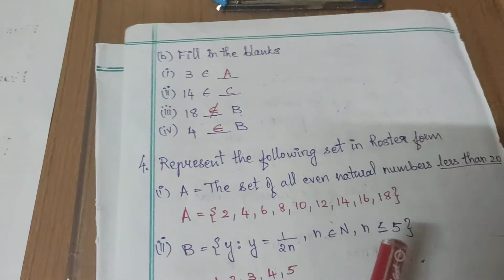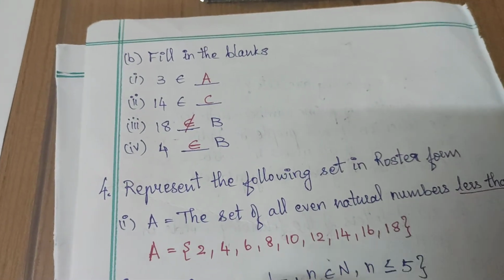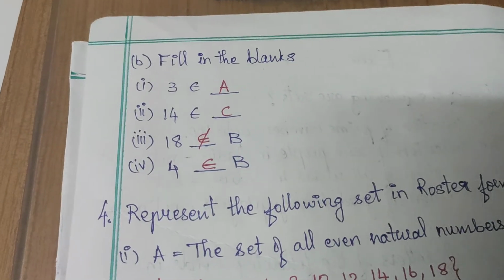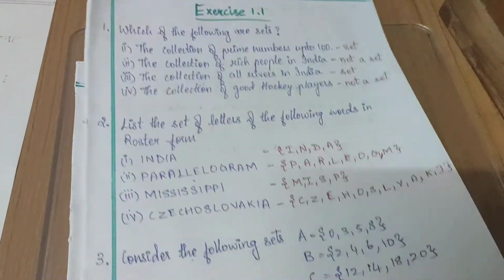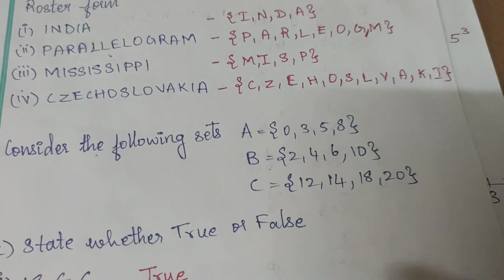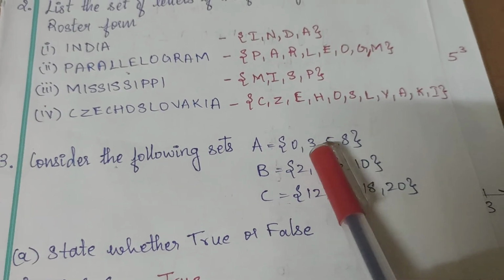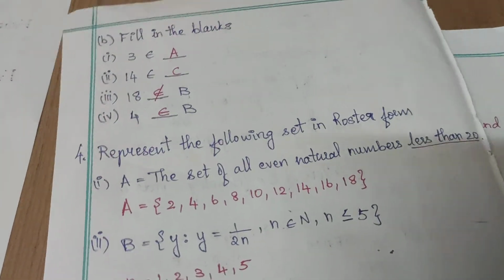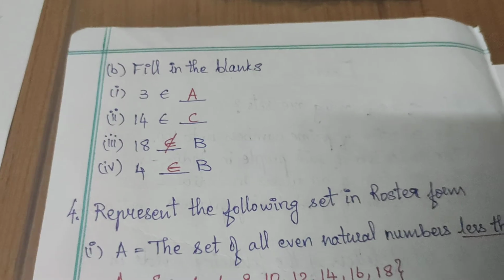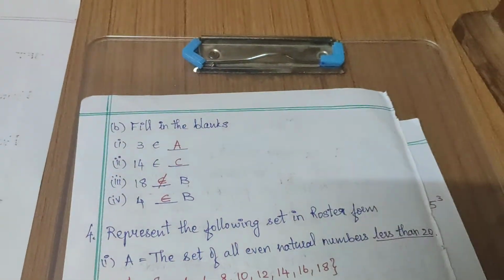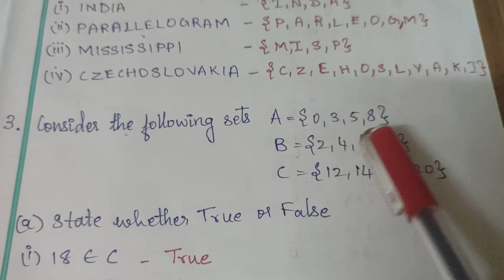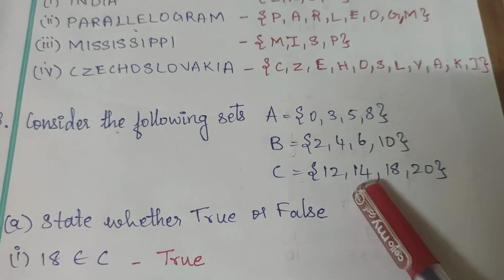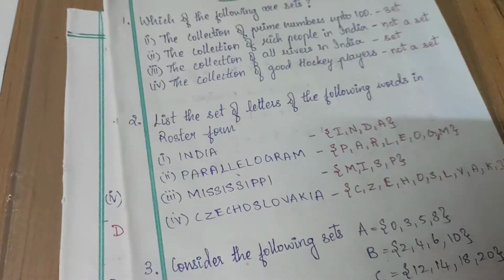Now let's go to option B, that is fill in the blanks. 3 is an element of dash. We have to look at the sets where we have 3. 3 is present in set A, it is an element of set A. So the answer is A. The next one is 14 is an element of dash. Similarly, you have to look at the sets and look for 14. 14 is an element of C, so the answer is C.